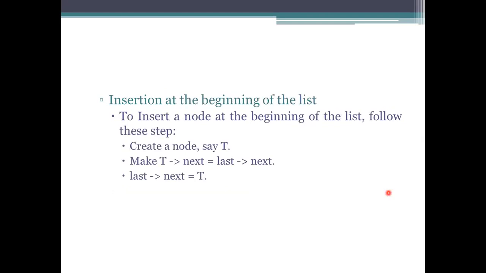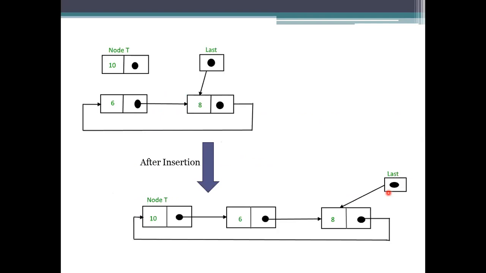Coming to the next one, insertion at the beginning of the list. We need to create a node first. After creating a node, we take the pointer we are representing and move it to the next one. Here is the diagrammatical representation we are using. We have 6 and 8; the 6th element and the 8th element are there. 8 is the last one, so that's why it is represented as the last pointer.